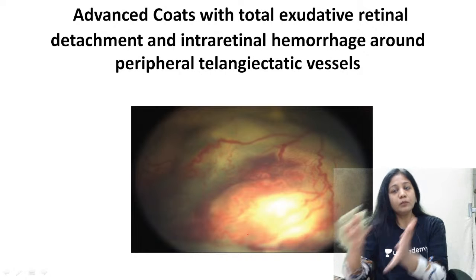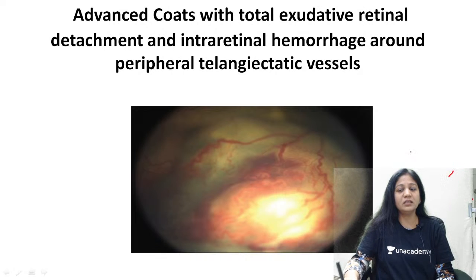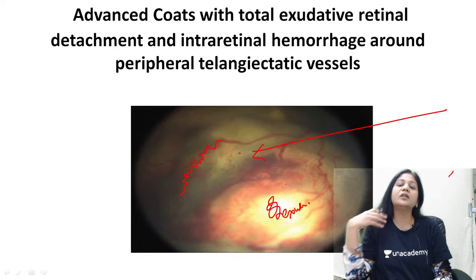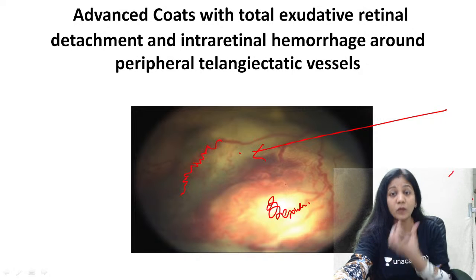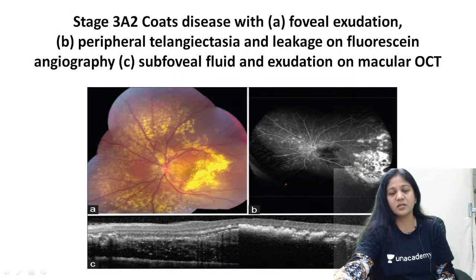Now friends, these are some more pictures where I want to show you how this can mimic a retinoblastoma. Can you see there is an exudative detachment? Here you have a corkscrew vessel appearance. Okay, this is a massive exudative RD. Okay, and this is your huge exudation. Alright, so this is your advanced Coats disease with a massive exudative RD with hemorrhages with telangiectatic vessels. So this is again one more very typical picture of Coats disease.